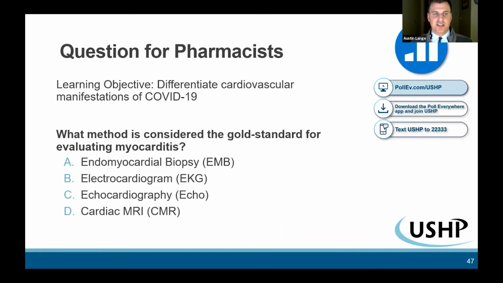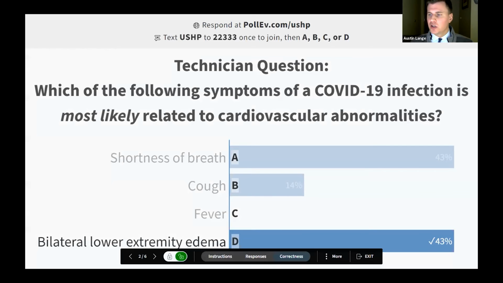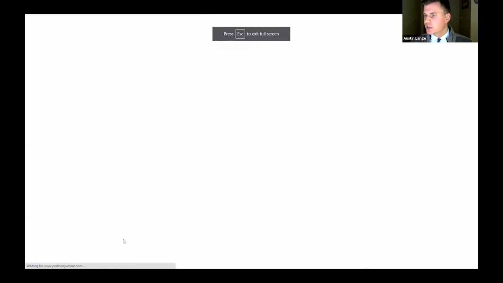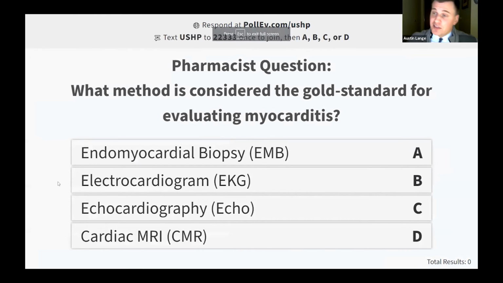We have our second set of questions here. So I'll bump over to the questions. So the second pharmacist question: what method is considered the gold standard for evaluating myocarditis? And it should more specifically say diagnosing myocarditis. We have endomyocardial biopsy, or EMB, electrocardiogram, EKG, echocardiogram, or echo, and finally cardiac MRI.